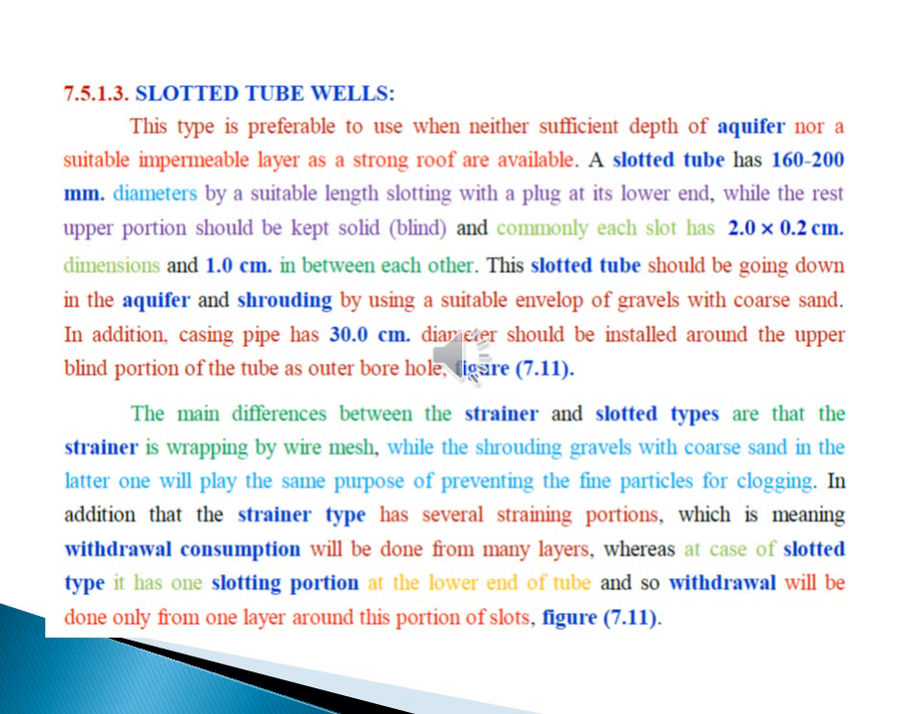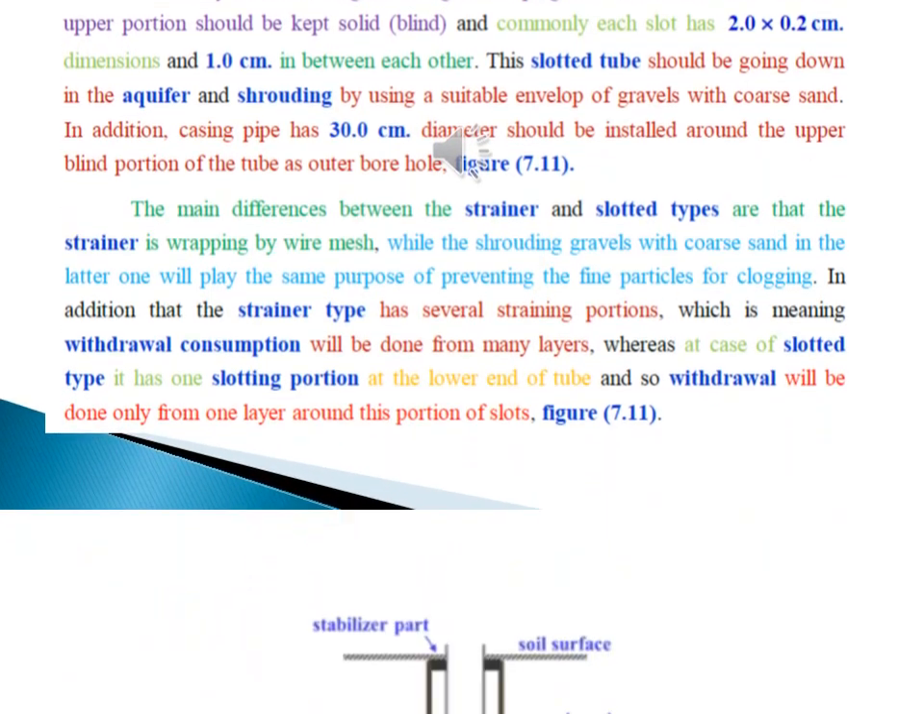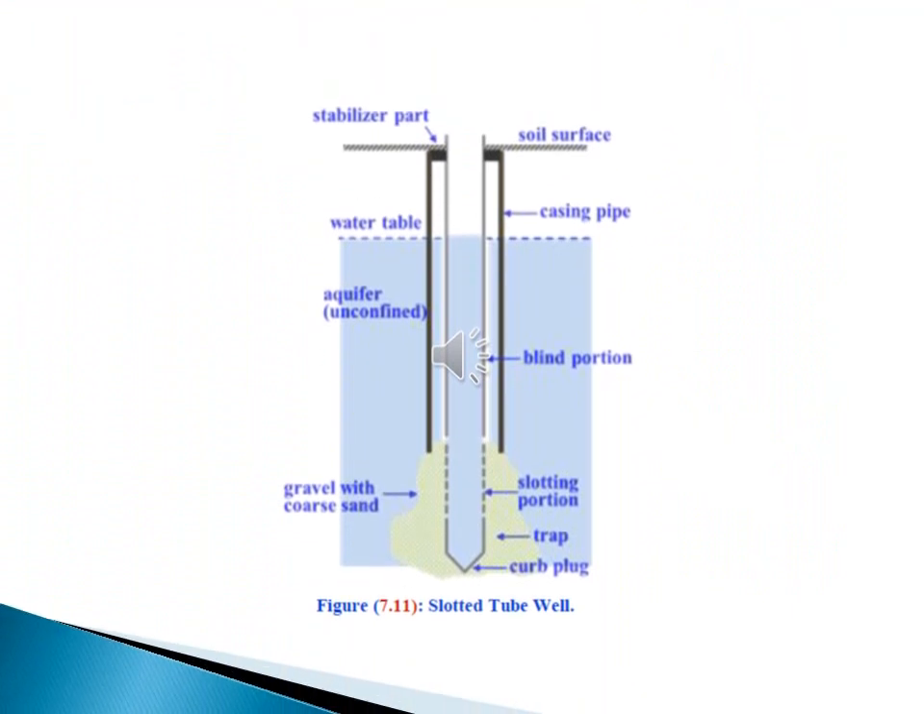This slotted tube should go down in the aquifer and be shrouded by using a suitable envelope of gravel with coarse sand, as illustrated in the enclosed figure. Figure showing the slotted tube well. Look, my dear, at the slotted portion at the lower end of the well, surrounded by gravel and coarse sand.